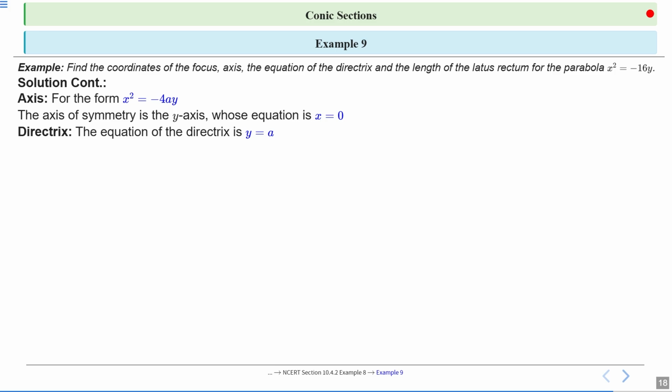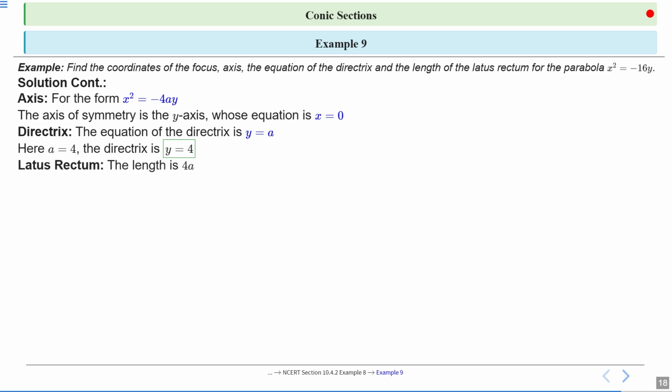And then find the directrix of the given parabola. Okay, so the equation of the directrix for the form x square equal to minus 4ay is y equal to a. Okay, so now you can find the equation of the directrix of the given parabola x square equal to minus 16y. So here a is 4, so the equation of the directrix is y equal to 4, okay, for the parabola x square equal to minus 16y.